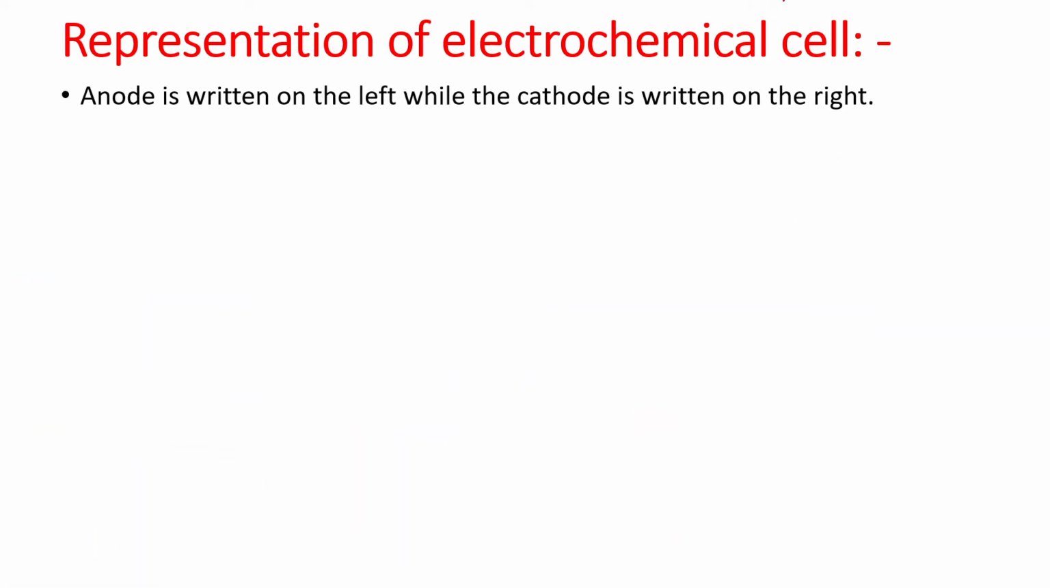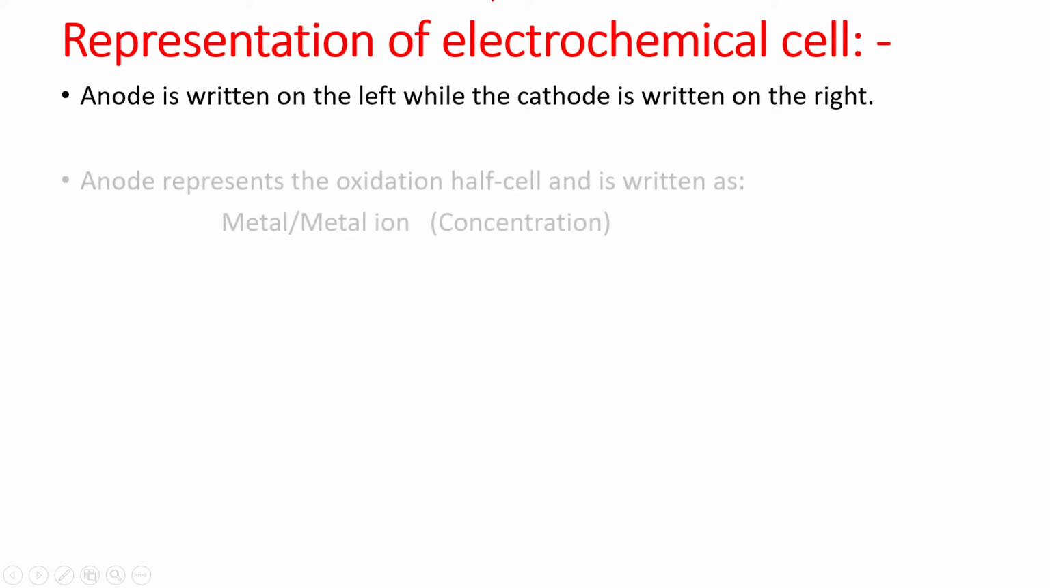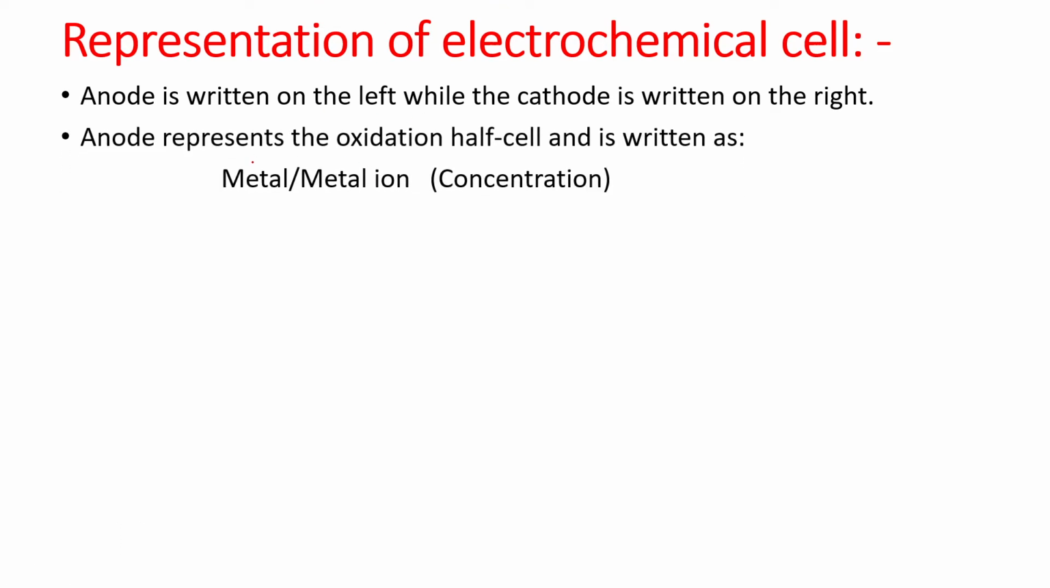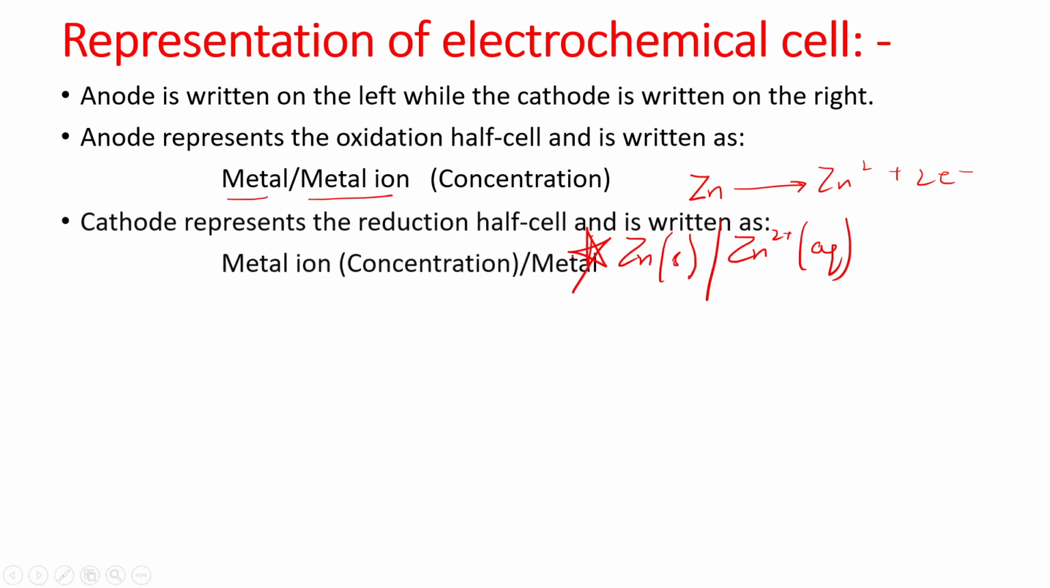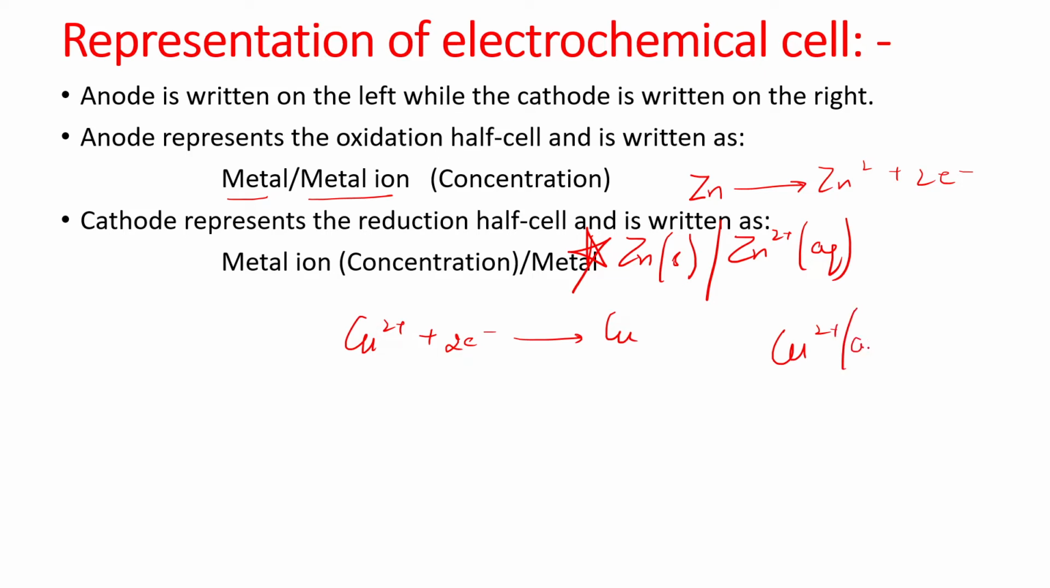Anode is written on the left side while cathode is written on the right side. We have already understood that. The anode represents the oxidation half cell, written as metal and ion. In the case of zinc going to zinc 2 plus plus 2 electrons, how are you supposed to write it? Zinc solid slash zinc 2 plus aqueous. This is the oxidation half cell. Similarly, for the reduction half cell, copper 2 plus will gain 2 electrons and form copper. How are you supposed to write it? Copper 2 plus aqueous slash copper solid.